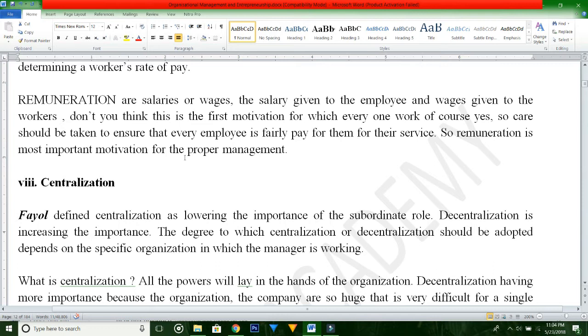Remunerations are salaries or wages: the salary given to the employees and wages given to the workers. Do you not think this is the first motivation for which everyone works? Of course, yes. So care should be taken to ensure that every employee is fairly paid for their service. So remuneration is the most important motivation for proper management.